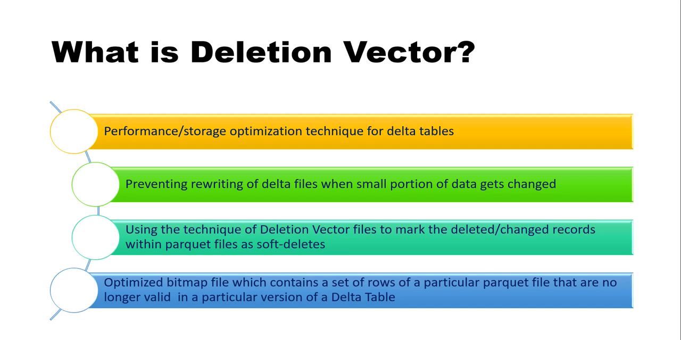Later, when a user queries select star from that table, the Delta engine will go to the JSON log file, and it will also consider the information from this deletion vector.